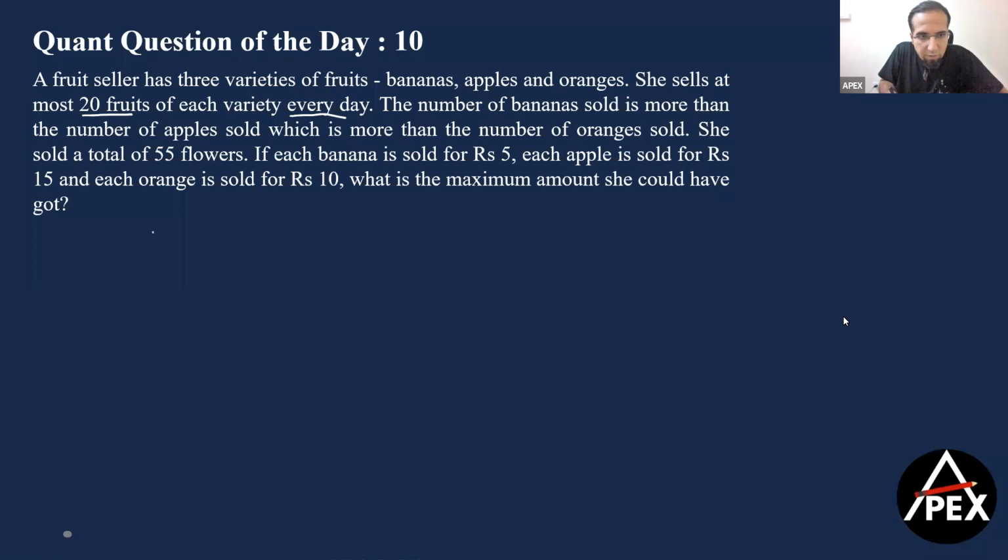Okay. So I have number of bananas sold is more than the number of apples, and number of apples sold is more than the number of oranges, which means they are in descending order. Okay. And the maximum that I'm selling of each is 20. Now that day she sold a total of 55 fruits, which means I'm looking at B plus A plus, let's say, oranges I'm representing as R. Okay. B plus A plus R is equal to 55.